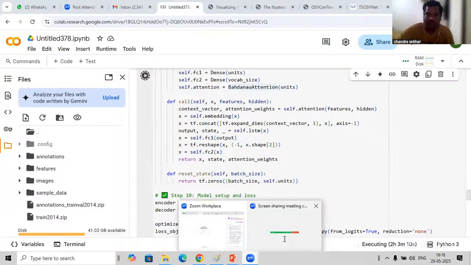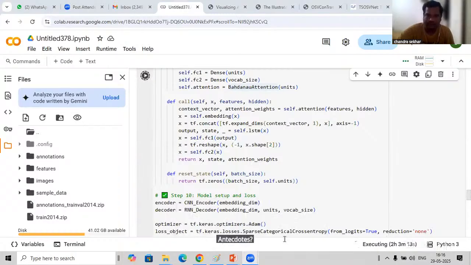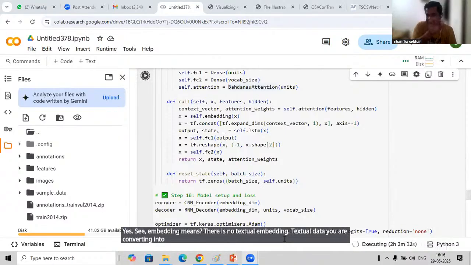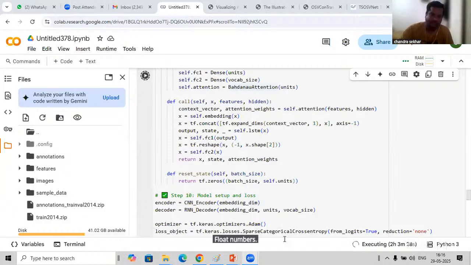Any doubts? Yes. See, embedding means, there is no textual embedding. Textual data you are converting into embedding. That embedding is a fixed-size set of float numbers. How many weights depends upon the size of the input. If the input size is high, you have to give more weights. The model will learn. Through training, it will learn.